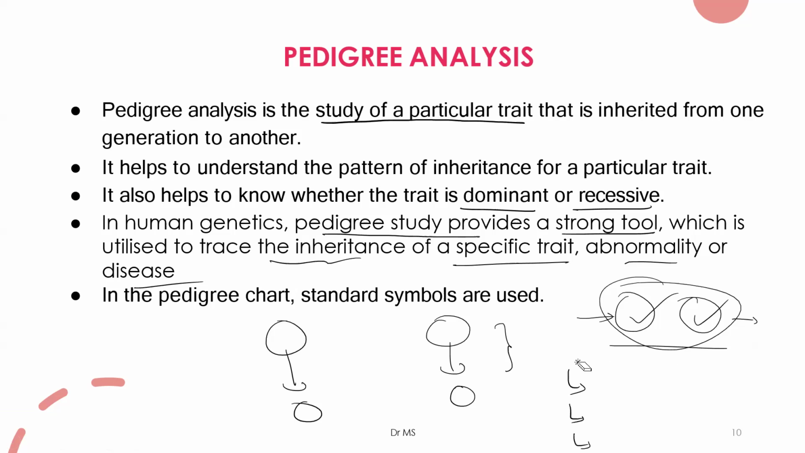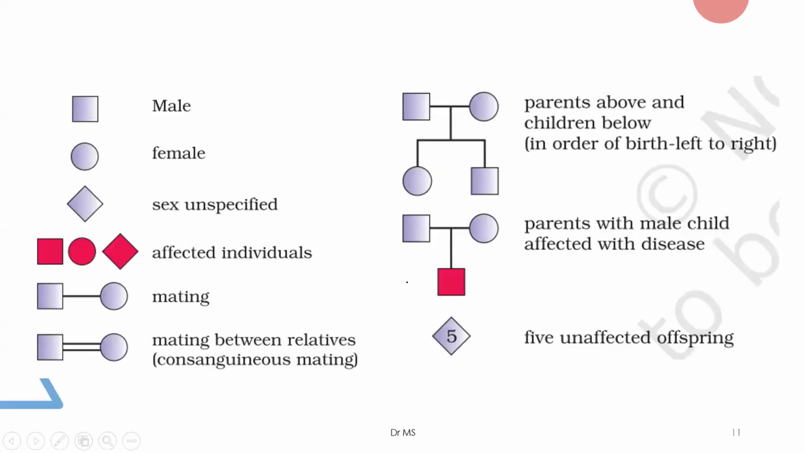So here in the pedigree chart, we'll be using certain standard symbols in order to study. This is the male. The square box refers to the male and the circle refers to the female. If we do not specify the sex or we don't know which sex it is, then we'll use a rhombus, which is sex unspecified. And if the individual got affected with the disease, then we'll mark it with red color. So the coloring refers to the affected individuals.